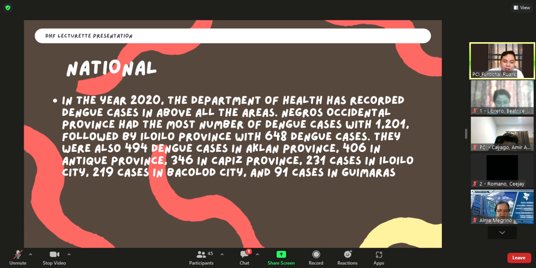With the escalating height of dengue cases in the country, the DOH, or our Department of Health, has reminded the public about the 4S campaign against dengue. So what is this 4S campaign against dengue? Next slide, please.